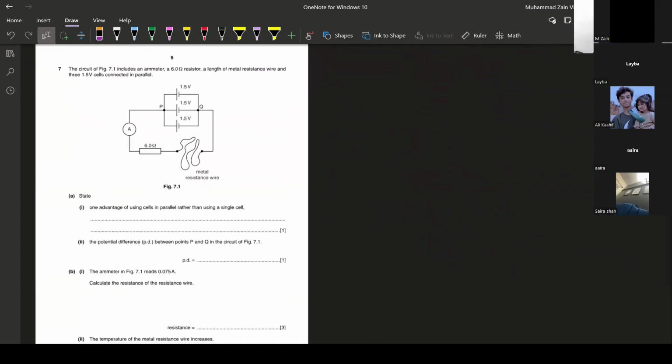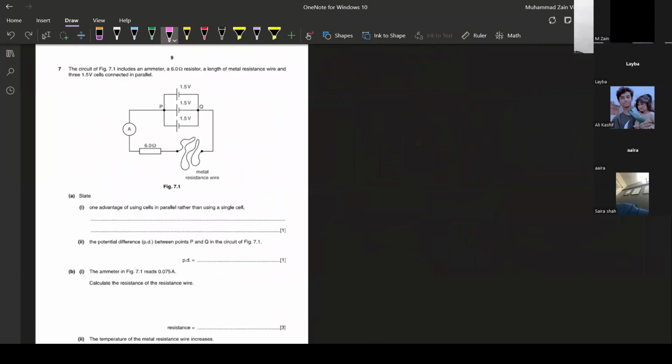Okay, so similarly, the next part. The circuit in figure 7.1 includes an ammeter, a 6 ohm resistor, a length of metal resistance wire, and three 1.5 volt cells connected in parallel. So that's the arrangement which you all can see. State one advantage of using cells in parallel rather than using a single cell.